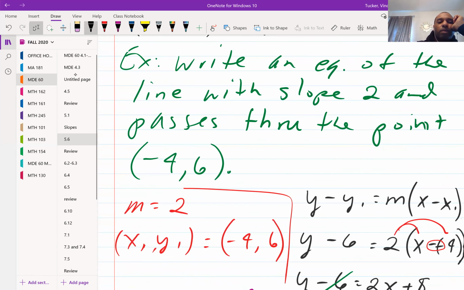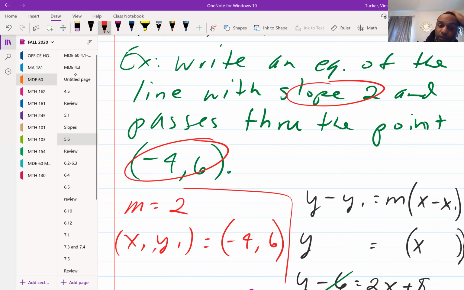Let me erase some of this stuff so we can walk through it. The given information is that our slope is 2 and our point is -4, 6. That's what I wrote right here in red. m is equal to 2 and x1, y1 is -4, 6. Any problems with that?